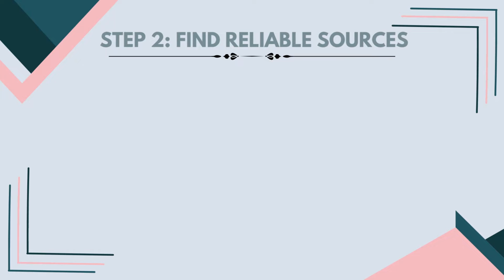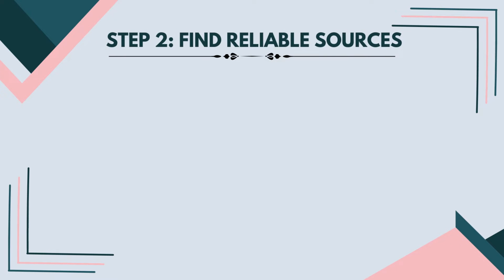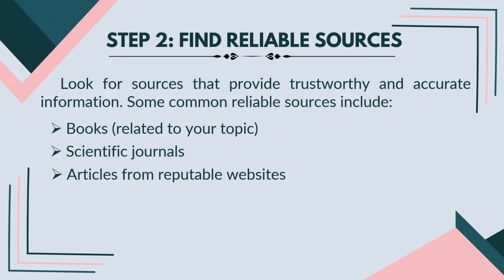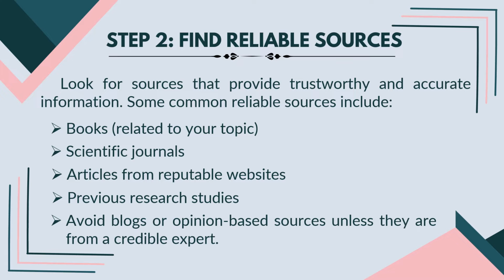Step 2. Find reliable sources. Look for sources that provide trustworthy and accurate information. Some common reliable sources include books related to your topic, scientific journals, articles from reputable websites, previous research studies, and avoid blogs or opinion-based sources unless they are from a credible expert.